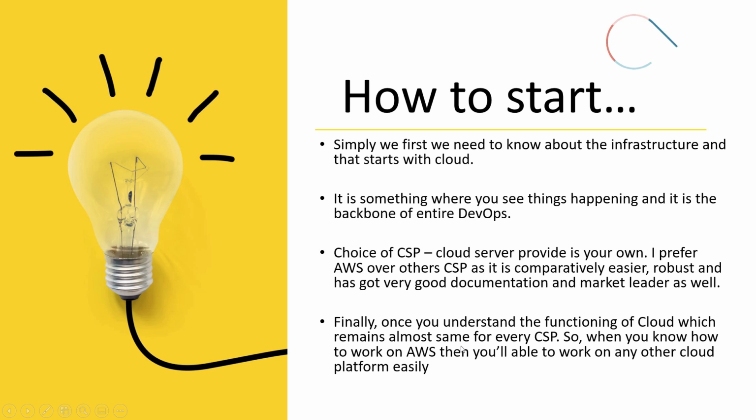Finally, once you understand the functioning of cloud, which remains almost the same for all the CSPs, it will be easy for you to work on any cloud system. Once you understand how the processes work for AWS, you'll be able to relate all those activities because it's more or less the same. So it will be easy for you to work on any other cloud later on. So as a first cloud platform, I would recommend that you choose AWS. Otherwise, it's your choice, not a problem at all.